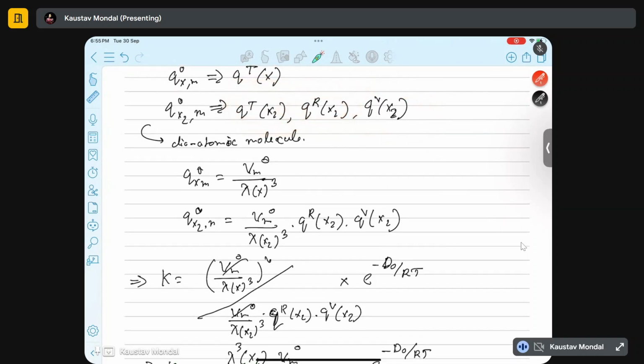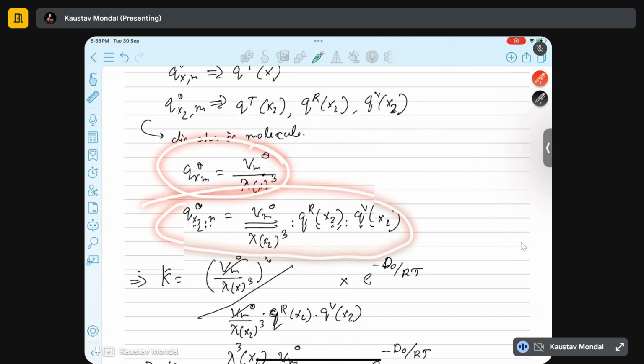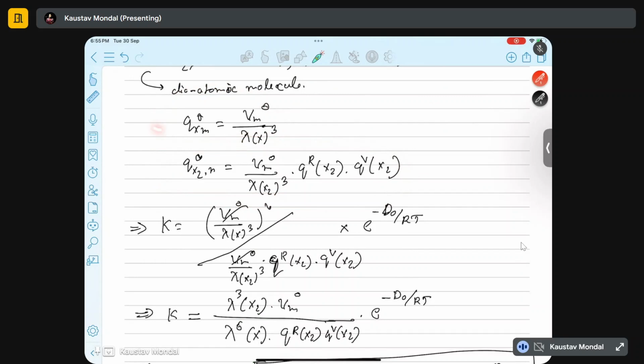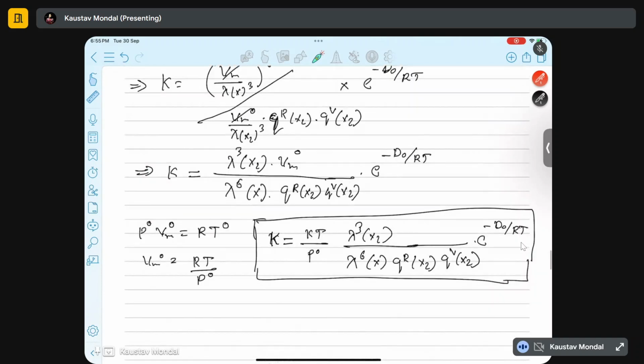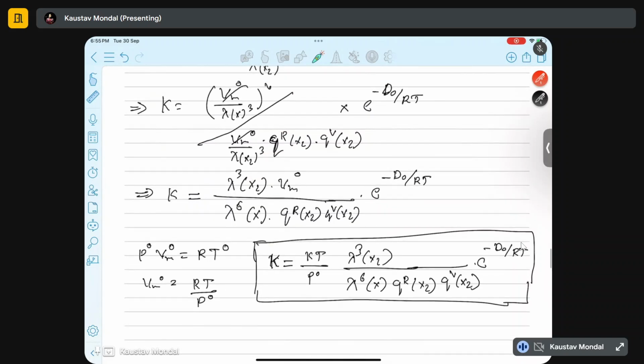So we have written the expressions of those terms, and we have substituted them into the expression of the equilibrium constant K. And after doing some simplifications, we got this expression of the equilibrium constant K, which is purely written in terms of lambda, the thermal wavelength, and Vm. Later we substituted Vm in terms of the pressure and the constant.